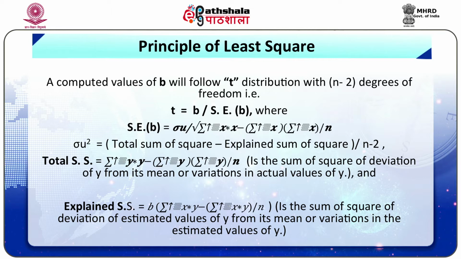Total SS is equal to summation y squared minus (summation y) squared upon n, which is the sum of squares of deviation of y from its mean, or variations in actual values of y, and explained SS is equal to b times summation xy minus (summation x)(summation y) upon n, which is the sum of squares of deviation of estimated values of y from its mean, or variations in the estimated values of y.